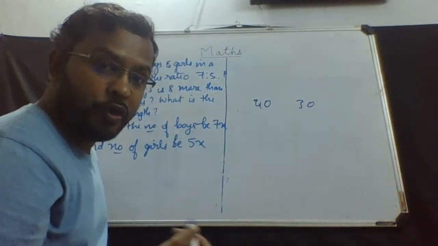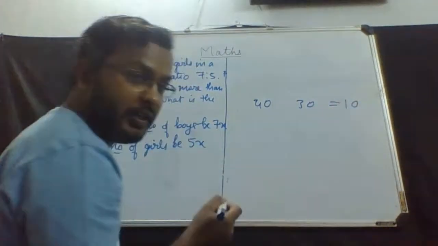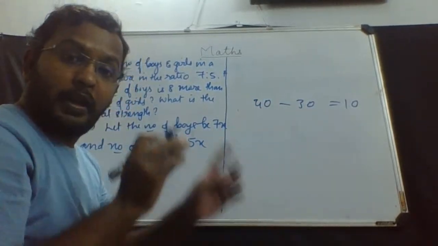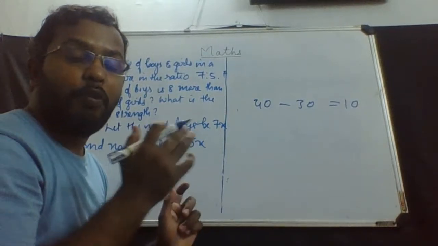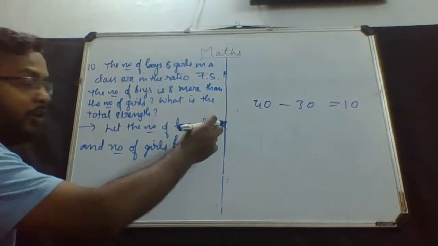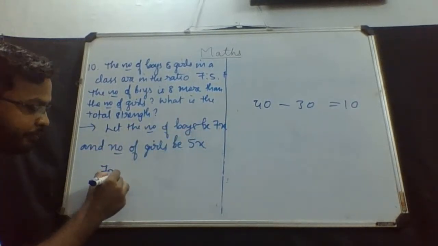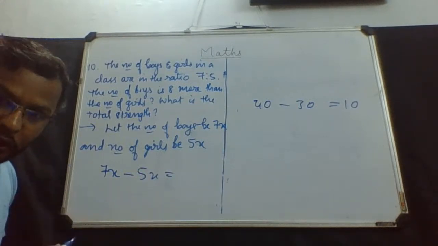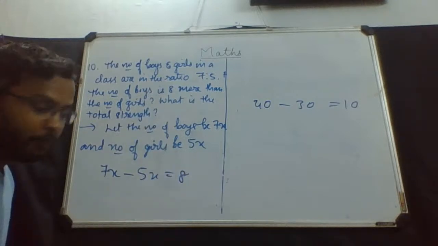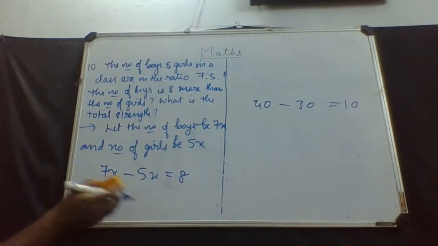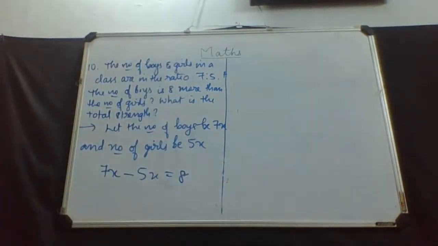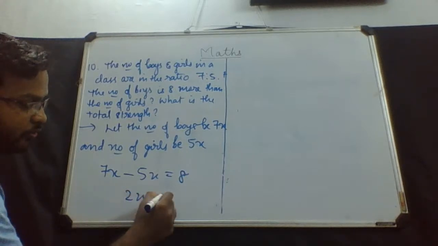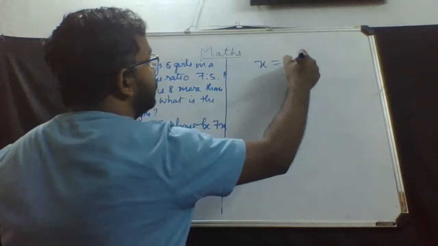So how many boys are more here? 10 are more. And for that what we have to do? We have to take the difference between these two. When you subtract, then we'll come to know how many boys are more. Same way, we have to subtract here: 7x minus 5x, and 8 boys are more here. Okay, so now we got the equation. After getting the equation, solve it. 7x minus 5x gives 2x is equal to 8. Then x is equal to 8 by 2.